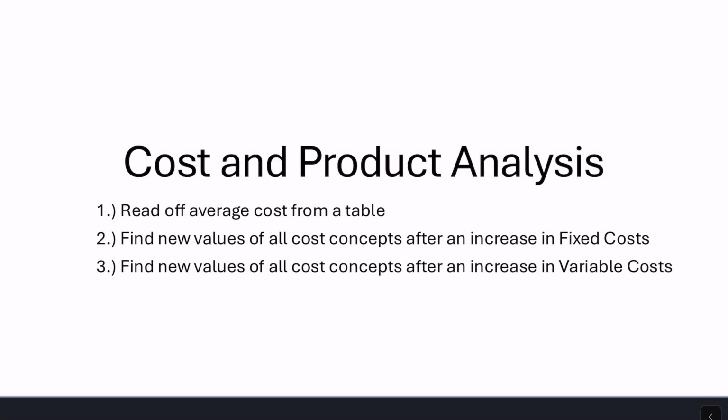With this cost and product analysis, I'm going to go through three problems to work you through the three main activities I want you to be able to do in this topic. So first, we want to be able to read off average cost from a table. Second, we want you to be able to find the new values of all the cost concepts after we see an increase in the fixed costs. And then we want to find the new values of all the cost concepts after an increase in variable costs.